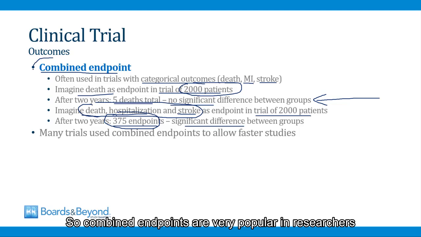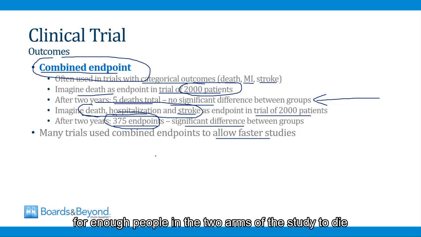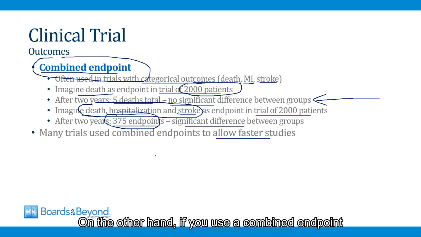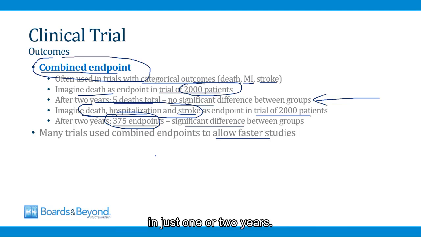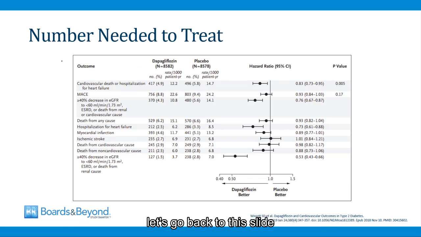So combined endpoints are very popular in researchers conducting clinical trials because they allow for faster studies. If you use a single endpoint like death, you might have to wait 5 or 10 years for enough people in the two arms of the study to die so that you can draw a conclusion. On the other hand, if you use a combined endpoint, you might be able to complete the study in just 1 or 2 years.